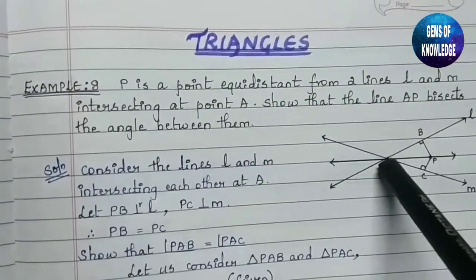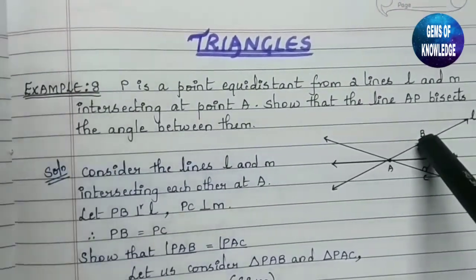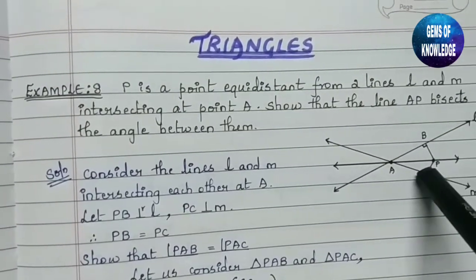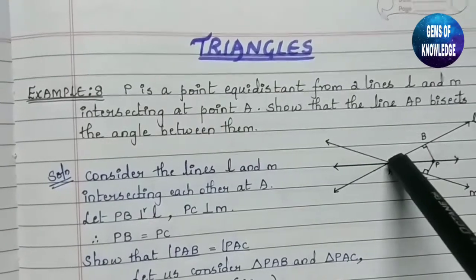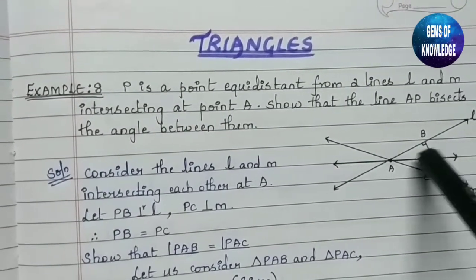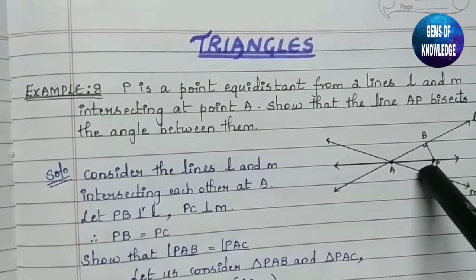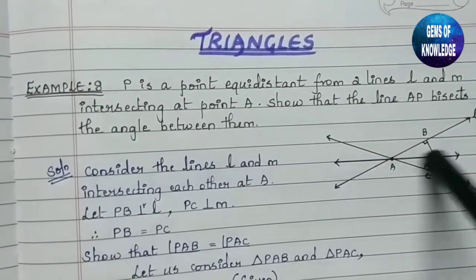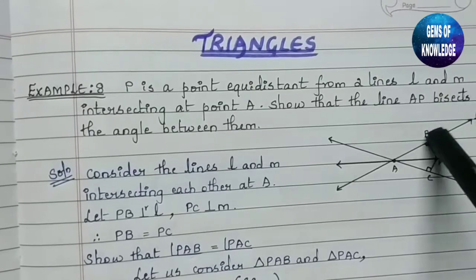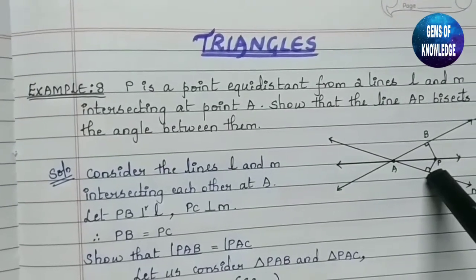So what we need to do here is, this is the complete angle, and what we need to show is that this AP line is bisecting this complete angle. This line is cutting that angle into two equal halves.